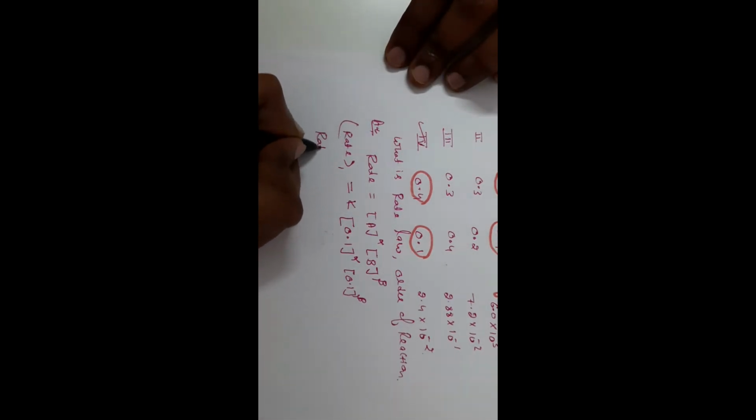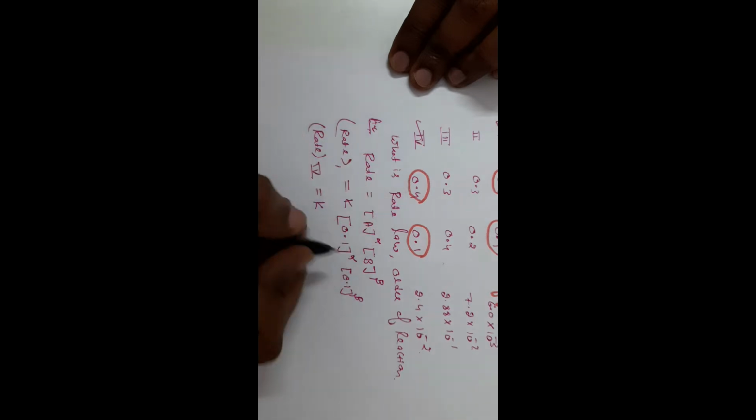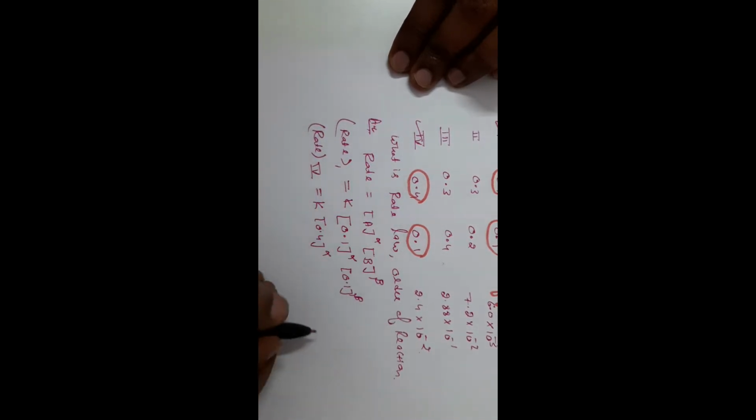For rate number 4, K, this is 0.4 raised to power alpha, this is 0.1 raised to power beta. Is that clear to all of you, beta?